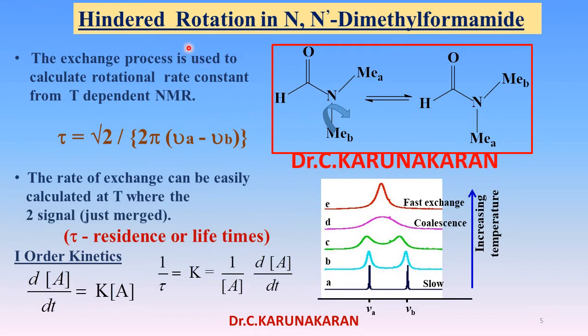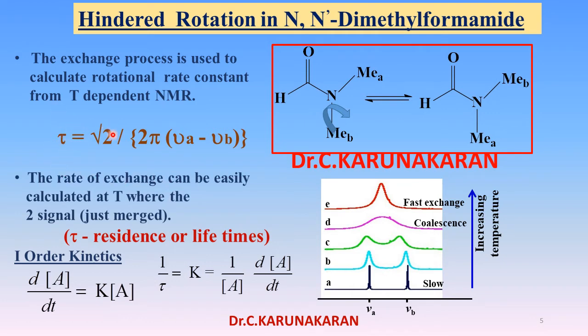Here, let us see how NMR is used to study hindered rotation in N,N-dimethylformamide. In N,N-dimethylformamide, there are two methyl groups. At low temperature, the two methyl protons are chemically distinct. Therefore, they will give two signals as shown here. As you increase the temperature, the two signals just merge.